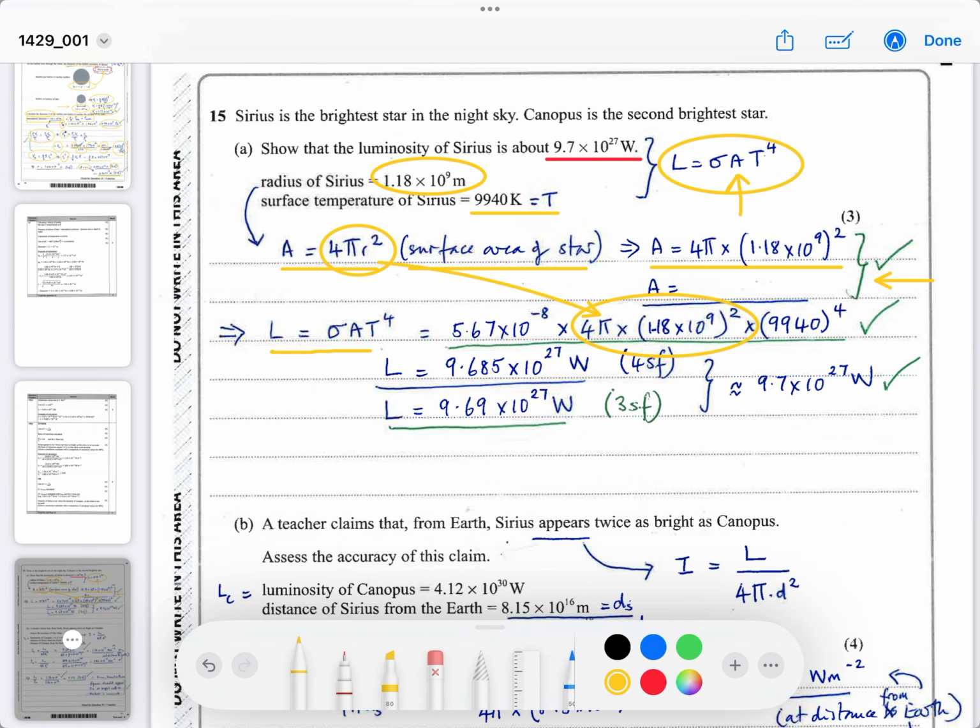And then you've got to work out the overall luminosity. Don't forget the temperature has to be to the power of 4. And this is a constant, that's the value, and this is given to you in your data sheet: 5.67 times 10 to the minus 8. That gives you a luminosity of 9.685, or 9.69 to 3 significant figures. You should really quote to 3 significant figures, and they want you to say that to 2 significant figures, it is 9.7 times 10 to the 27 watts. So we've got our 3 marks.